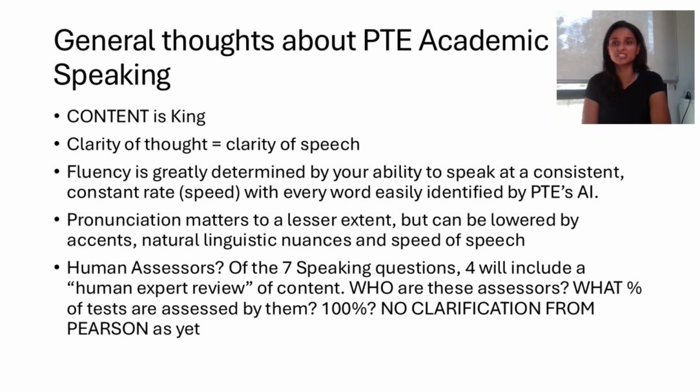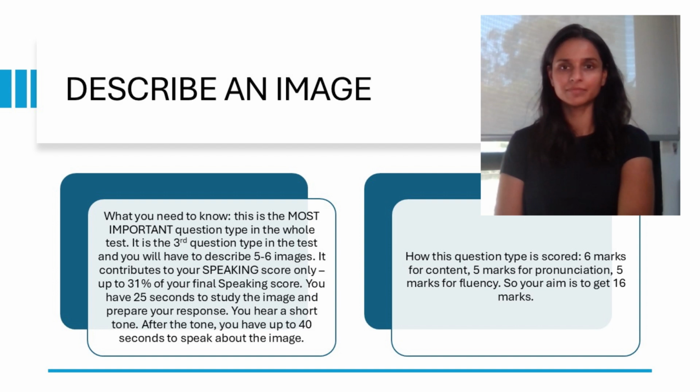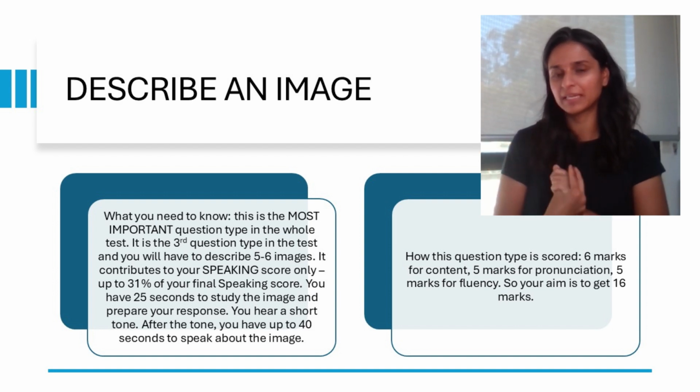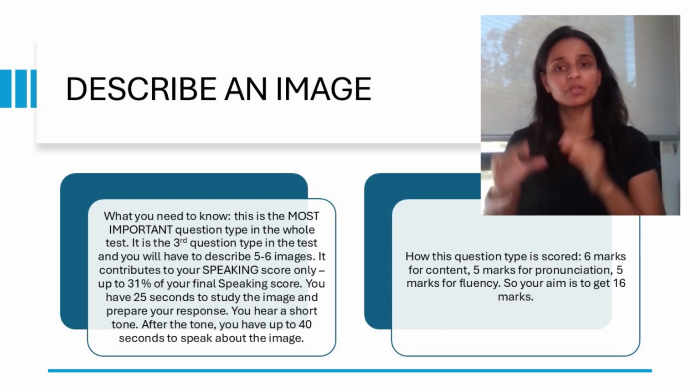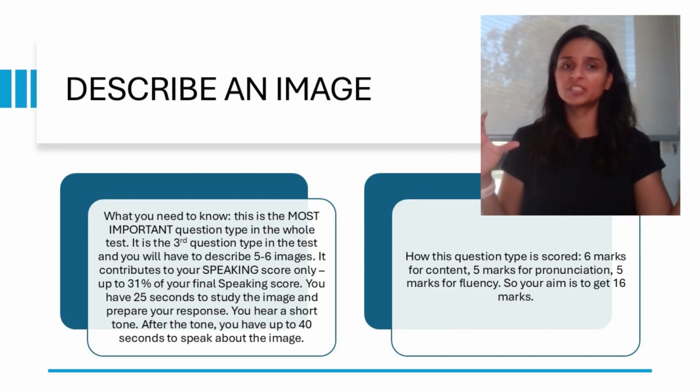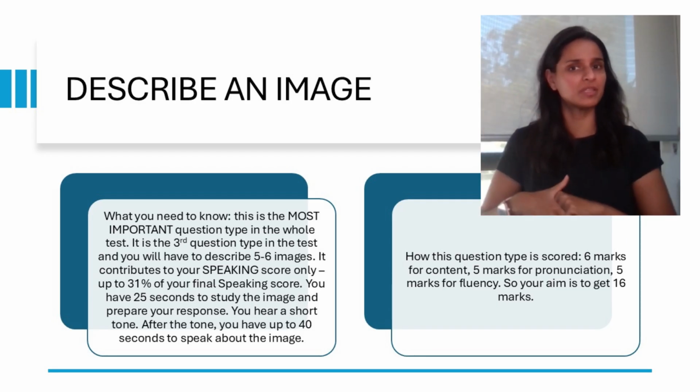Okay, so now we can move on specifically to question types. We're going to go in order of most important to least important. Okay, and I will try not to go off on a tangent. So let's start straight up with the single most important question of the whole exam: describe an image. We will start off every time with what you need to know, how the question type is scored, and then we will move on to the method.